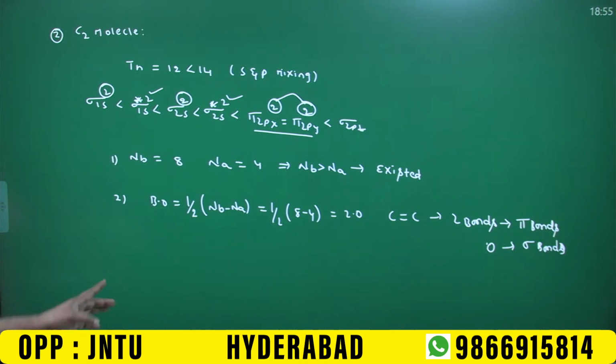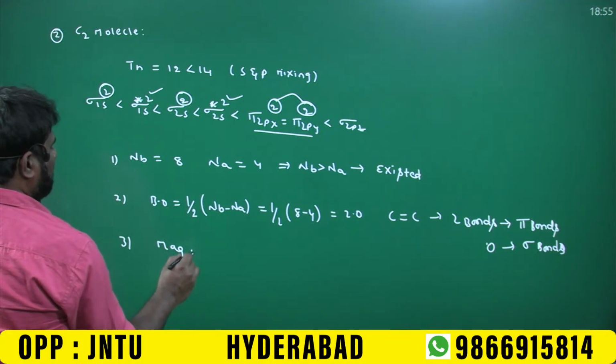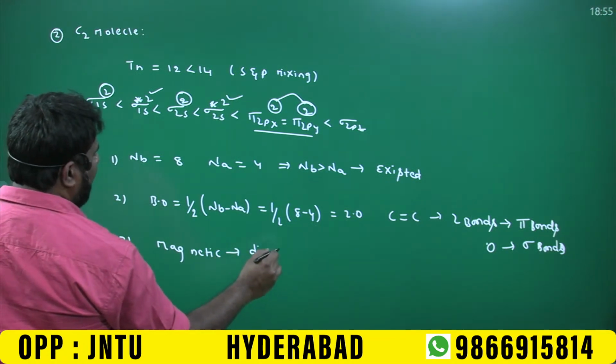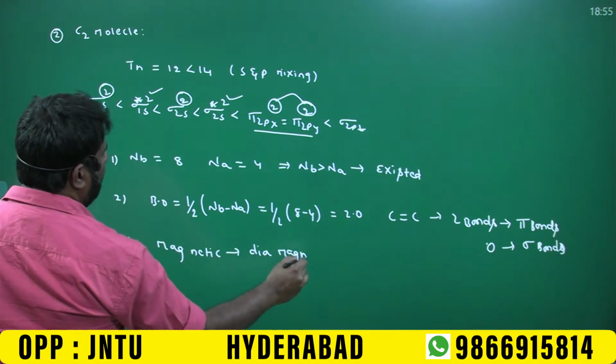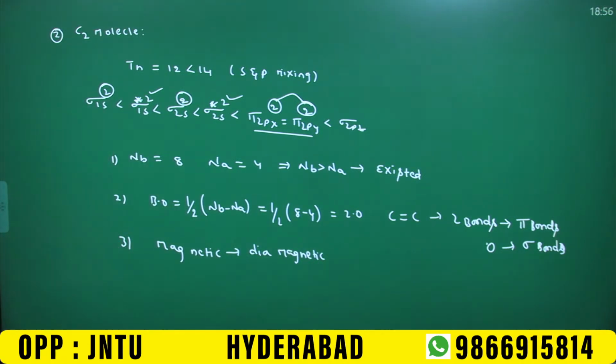Coming to the magnetic nature: do we have any unpaired electrons? So the magnetic nature is diamagnetic, because there are no unpaired electrons. Write down.